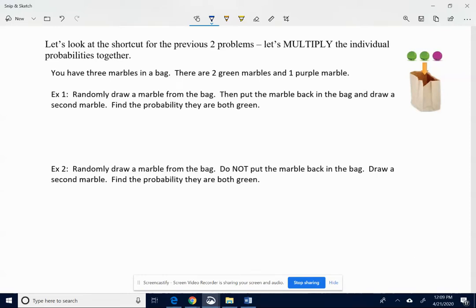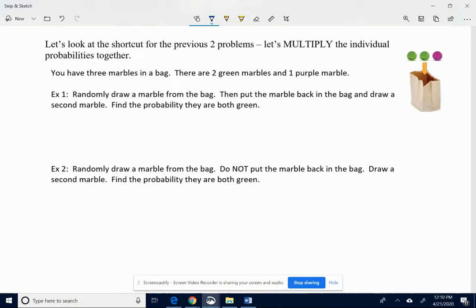Okay, let's look at the two problems we just did. We did them with the sample space, but let's do the two problems again using a shortcut. The shortcut for the probability of two events, one event followed by another event, is to simply multiply the individual probabilities together. Okay, so let's look at this again.